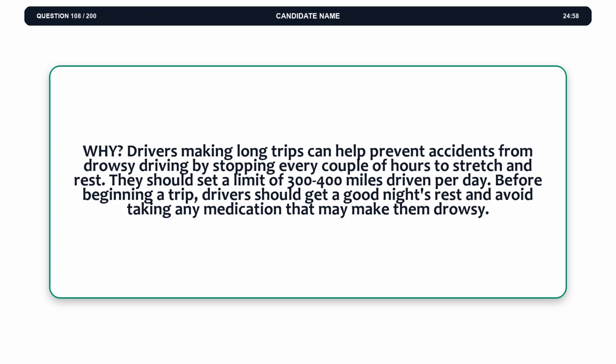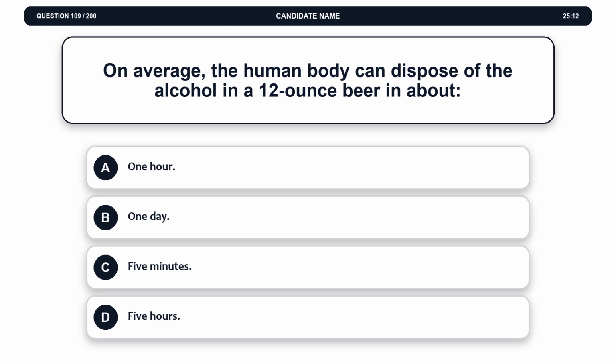Explanation: drivers making long trips can help prevent accidents from drowsy driving by stopping every couple of hours to stretch and rest. They should set a limit of 300 to 400 miles driven per day. Before beginning a trip, drivers should get a good night's rest and avoid taking any medication that may make them drowsy. Question 109. On average, the human body can dispose of the alcohol in a 12-ounce beer in about: Option A, 1 hour. Option B, 1 day. Option C, 5 minutes. Option D, 5 hours.